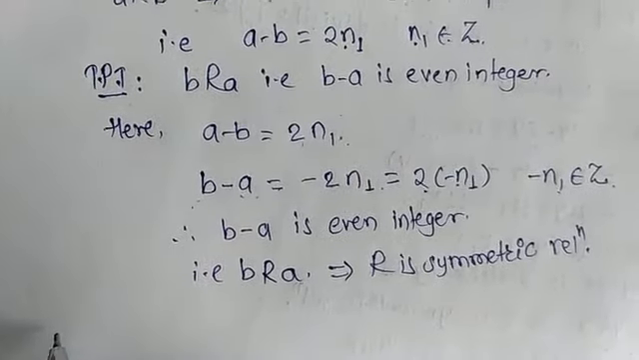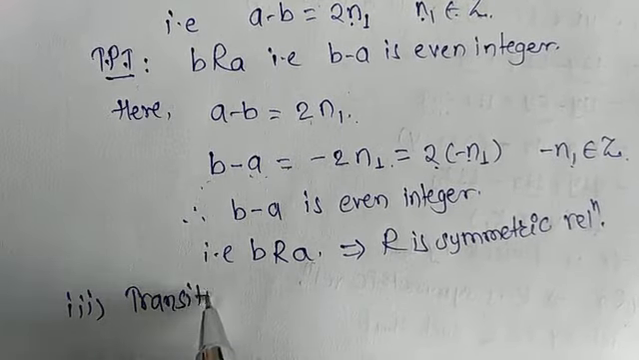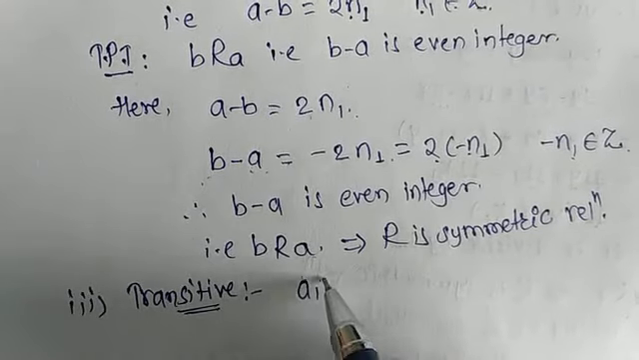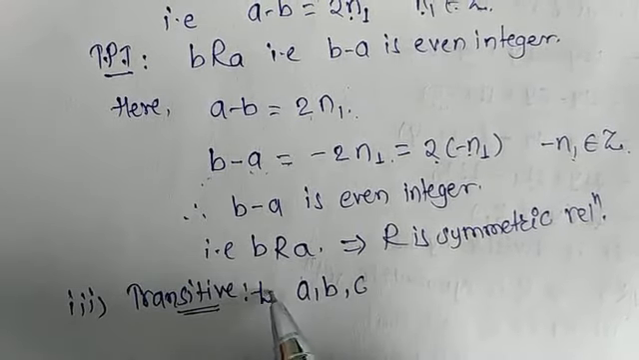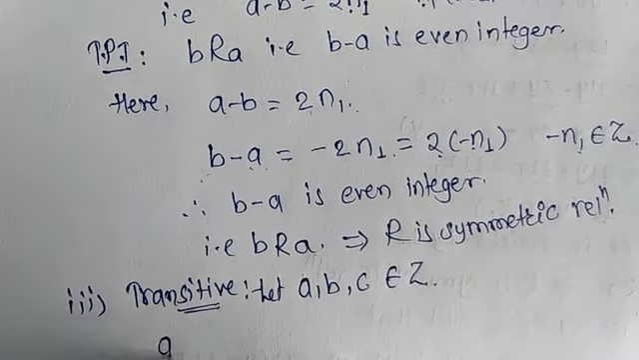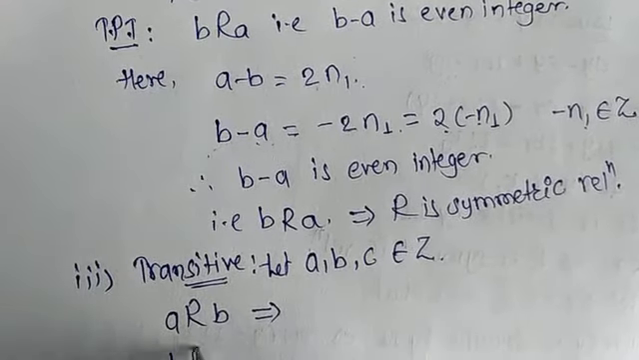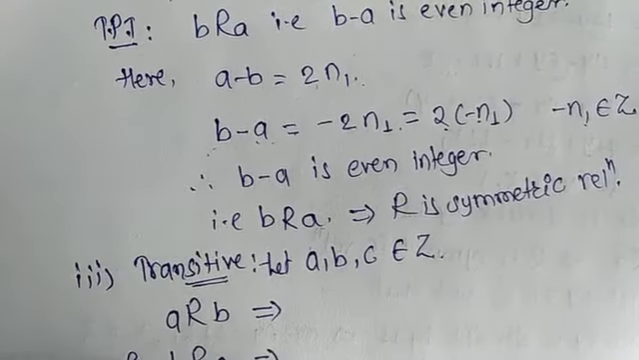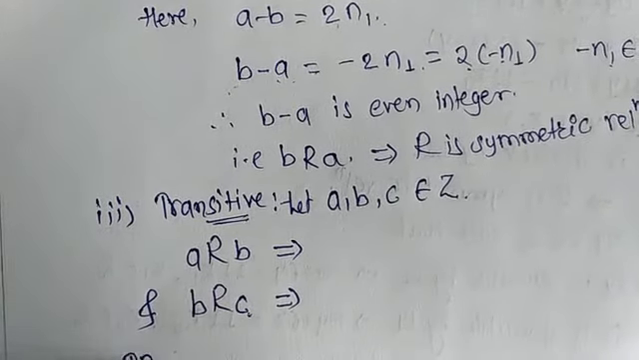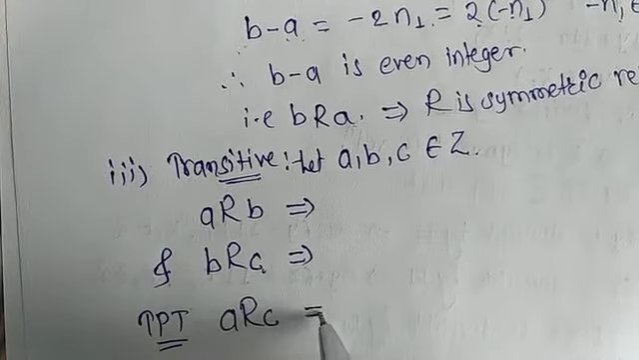Next, third, we have to prove the transitive relation. Now here we have to consider three elements a, b, c belonging to Z such that a is related to b and b is related to c. This part is given to us, and we have to prove that a is related to c. This we want to prove.